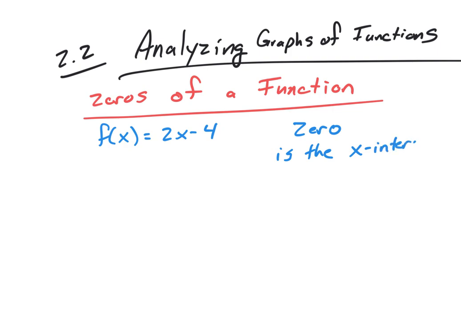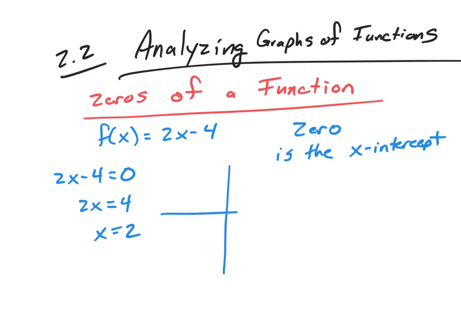And what I'm going to tell you here is that the zero is the same thing as the x-intercept. So I can do it off my graph, or I can do it algebraically as well. If I'm finding a zero of a function, if I was going to do it algebraically, I could just set 2x minus 4 equal to 0, and I could solve for x. And I get x equals 2.